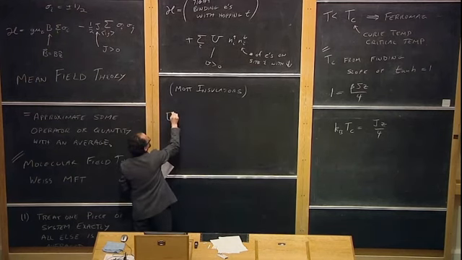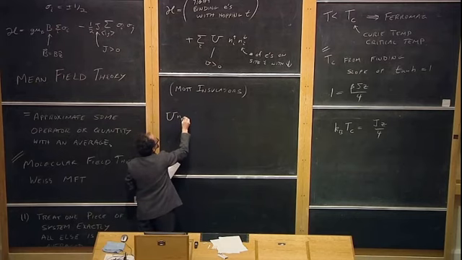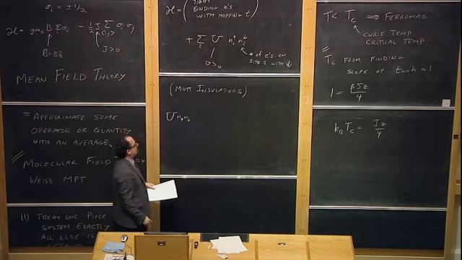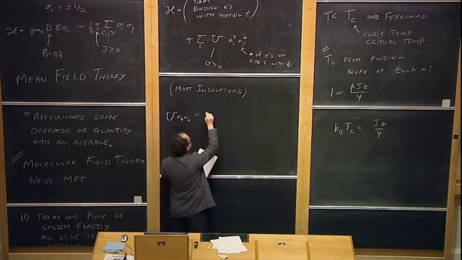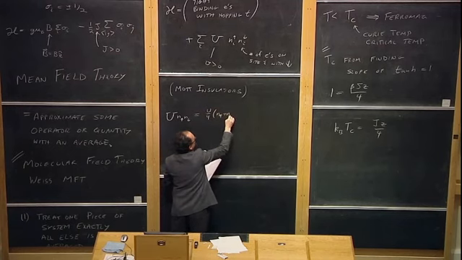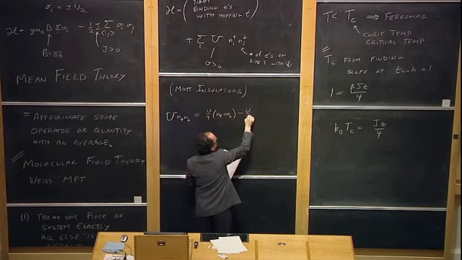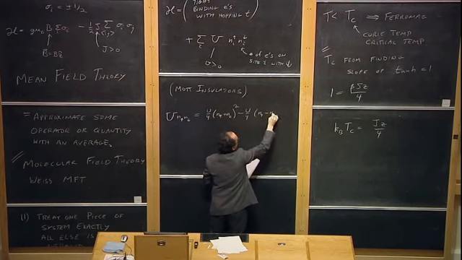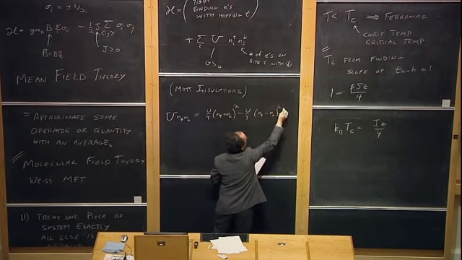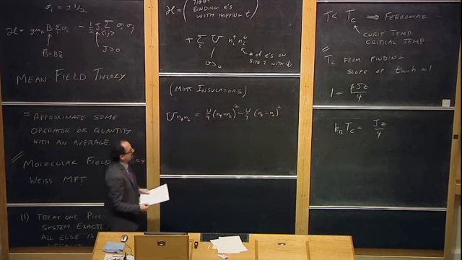Well, first thing we're going to do is write this interaction term in the following form. We'll write it as u over 4 (n up plus n down) squared minus u over 4 (n up minus n down) squared. So that's just an identity. That's easy. We haven't done anything different here.